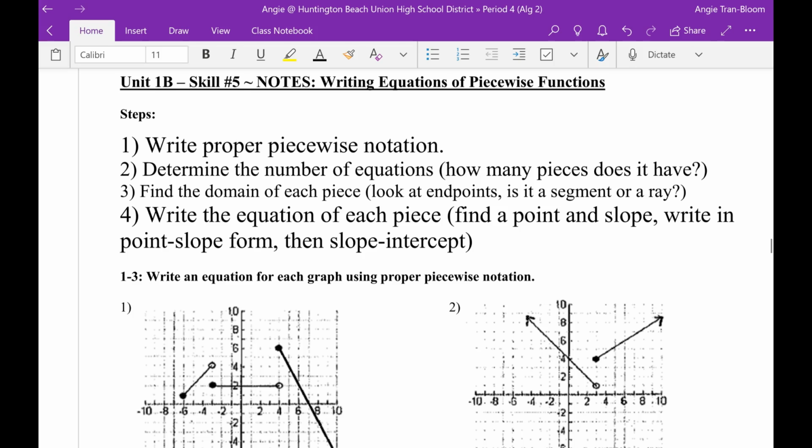So to start writing these, you have to have proper notation. Number 2, you want to determine the number of equations, like how many pieces you have. Number 3, you want to start with the domain of each piece. Number 4, figure out how to write the line for each piece independently.